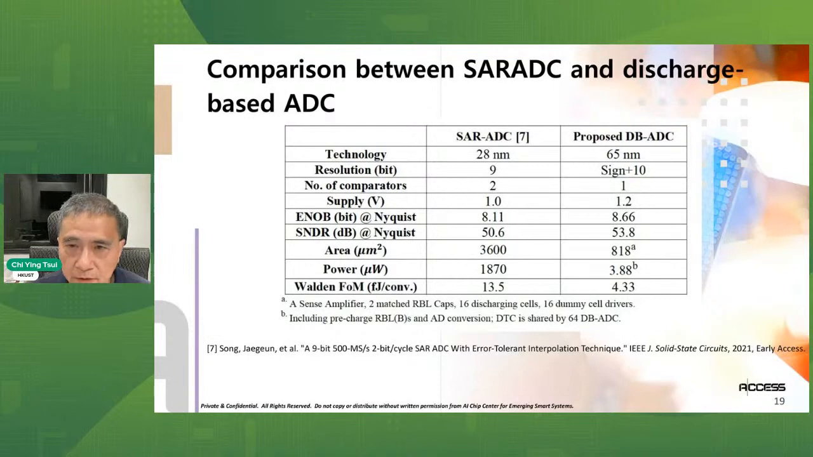To compare the traditional SAR ADC and our discharge-based ADC, we compare with one SAR ADC reported in the JSSC. We try to compare at a similar ENOB and also SNDR. You can see that the area is much smaller, the power is smaller, and the energy per conversion is also a few times smaller.